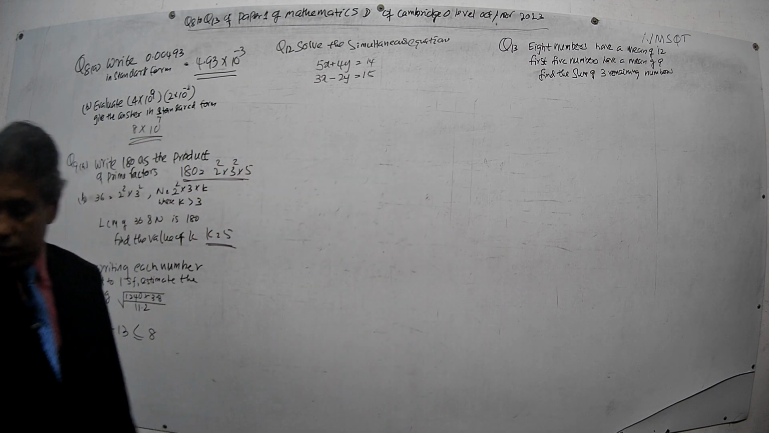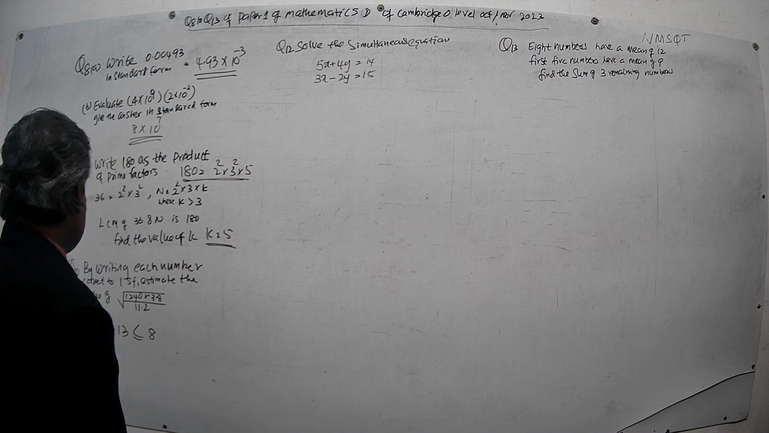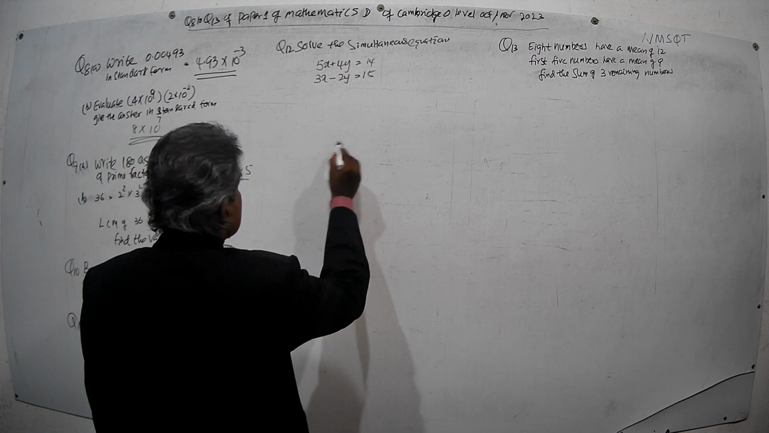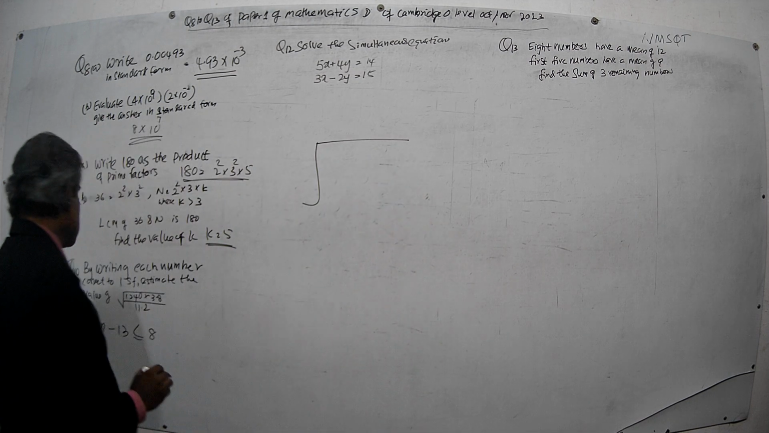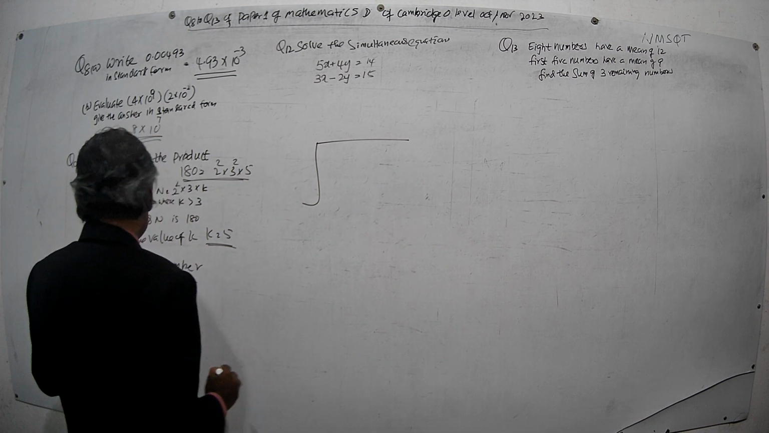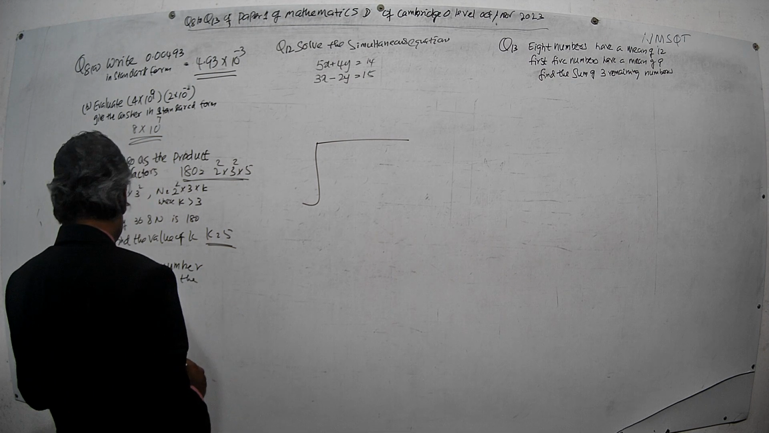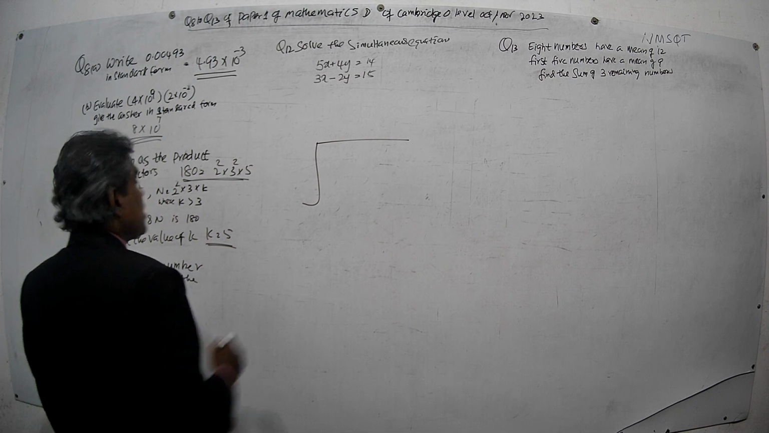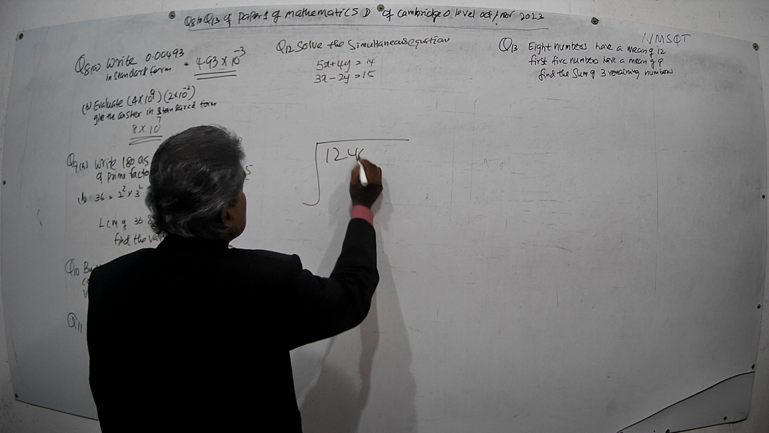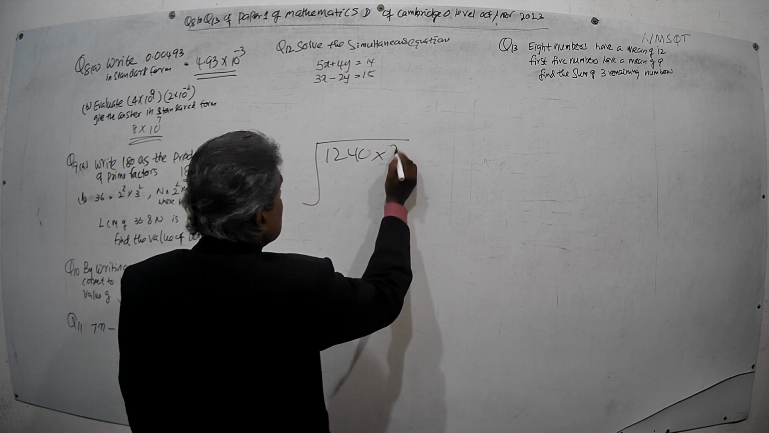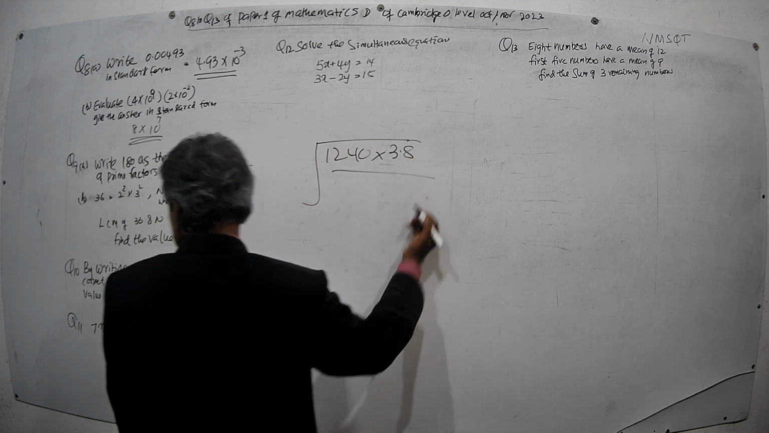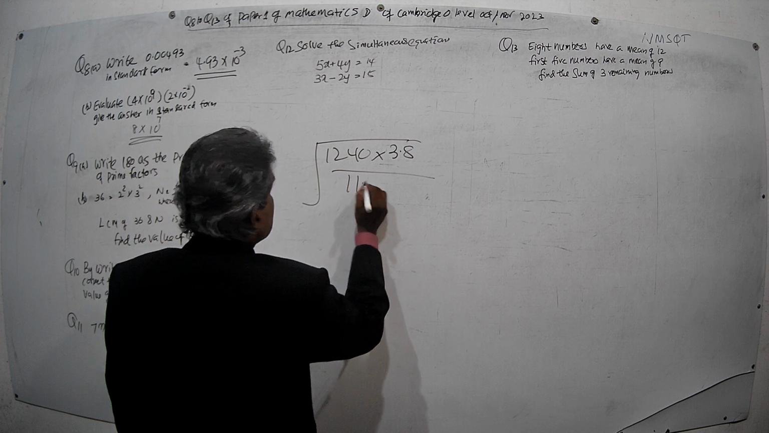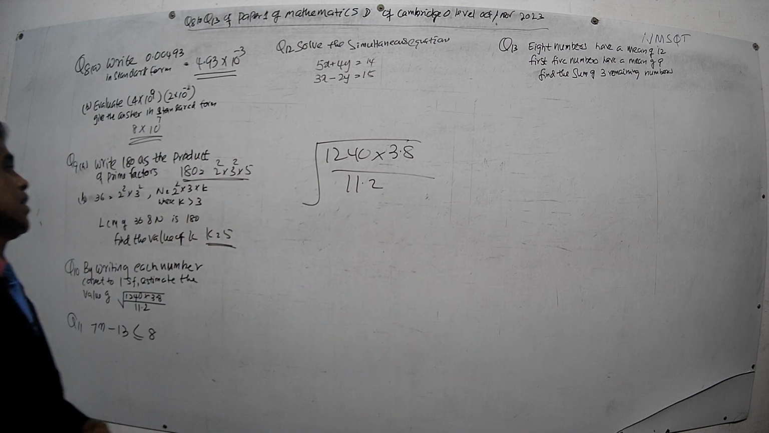You will see. Okay, we'll write it down here. This is the one which is given. That is question 10. Then question 10, by writing each number correct to one significant figure, estimate the value of this one. They say 1240 into 3.8 divided by 11.2. Okay. Now you have to first write each number correct to one significant figure.